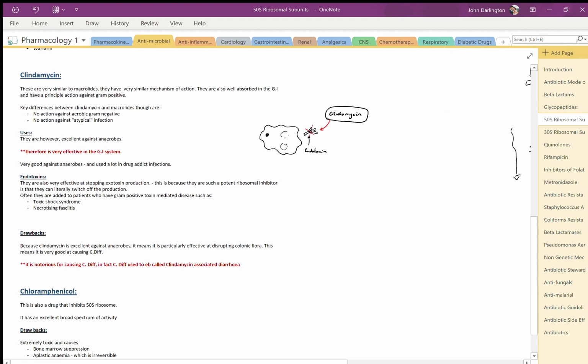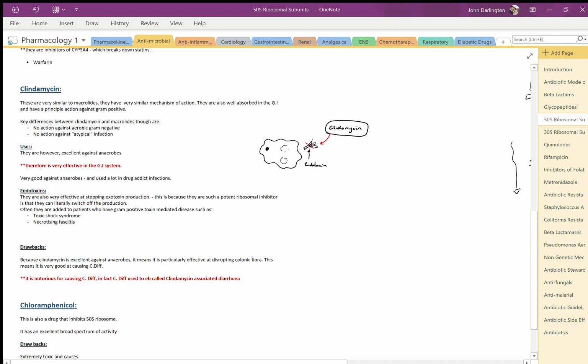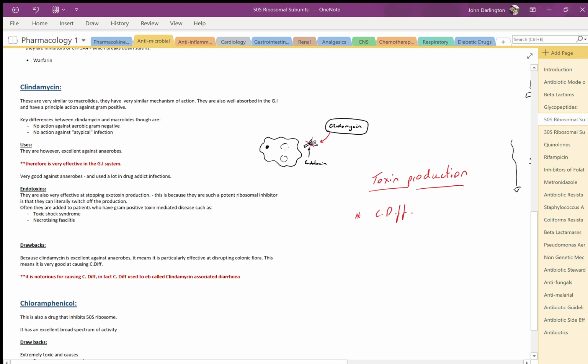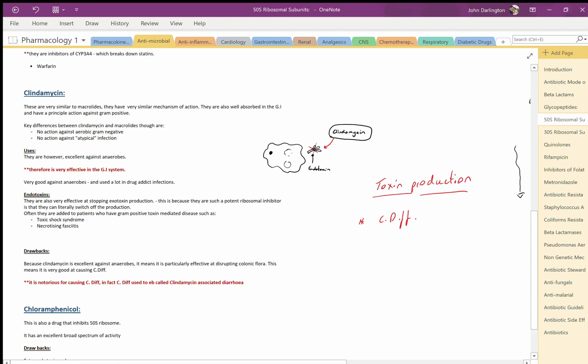Anyway, so other drugs that fall under the 50S ribosome categorization are ones called clindamycin. The only thing that you really need to know about clindamycin is it's very good for toxin production. So it's very good at inhibiting toxin production, and so it's used a lot in that. And the other big thing is that it causes C. diff. In fact, it used to be called the C. diff antibiotic or something along those lines. It's really, really good at clearing out your normal gut flora and leaving Clostridium difficile, which can cause severe diarrhea disease, which can be fatal.